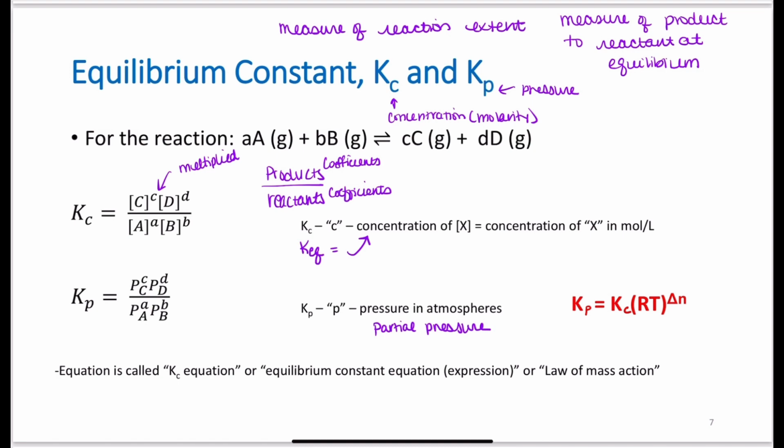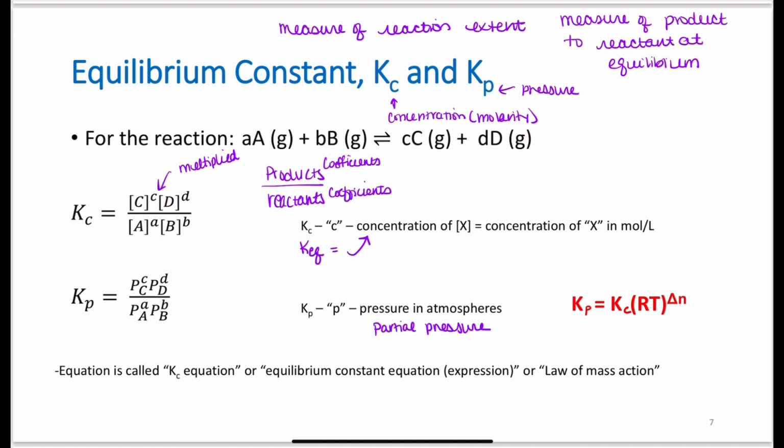But same setup: the partial pressure of C raised to c moles times the partial pressure of D raised to d moles, divided by the partial pressure of A raised to a moles times the partial pressure of B raised to b moles. The equation overall is called your Kc equation, equilibrium constant expression, equilibrium constant equation. I will most often say calculate your equilibrium constant. Law of mass action. These are all different words you're going to hear describe this equation.